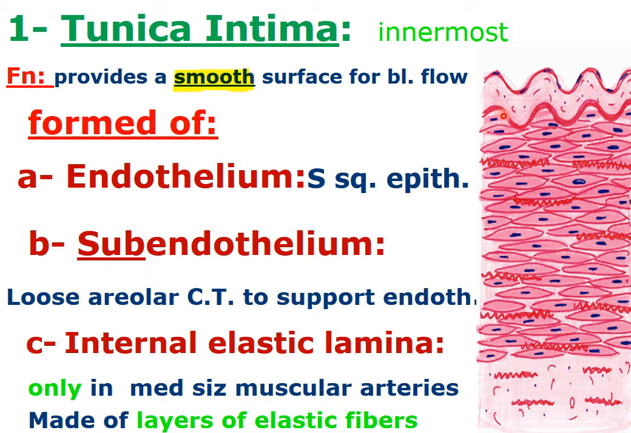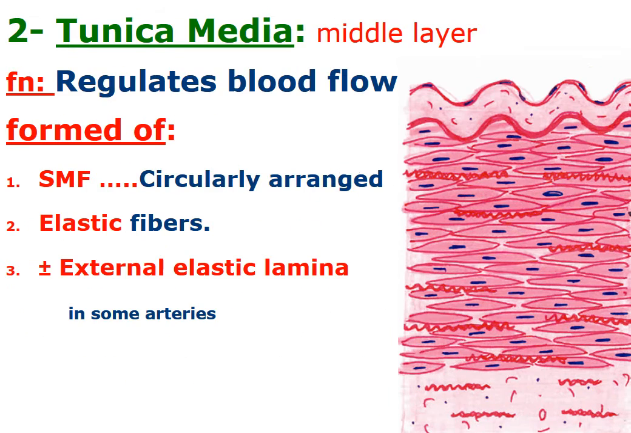It is only present in medium-sized muscular arteries, and we have another layer like this at the end of the media, known as external elastic lamina, which is also present or absent in some vessels. That is why this one is known as internal, as it is near to the blood, and the other one is known as external.